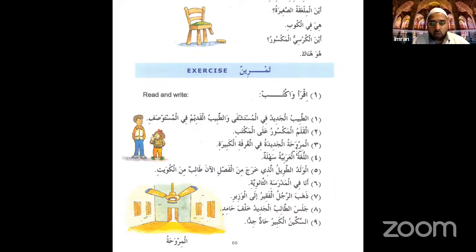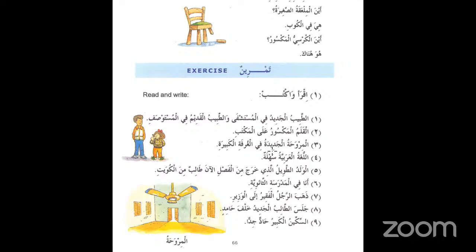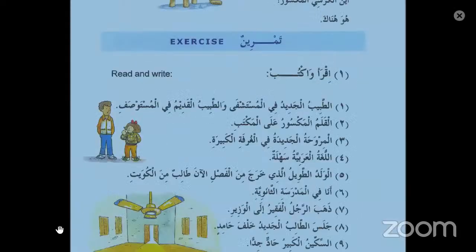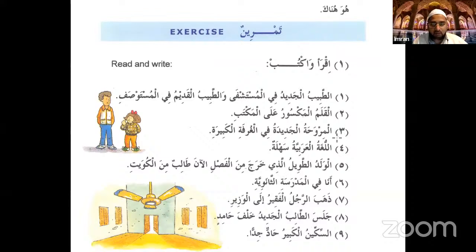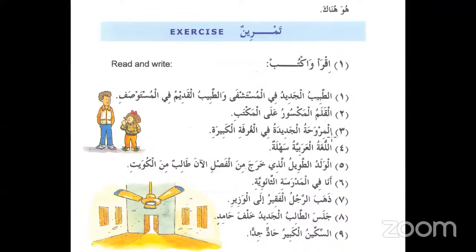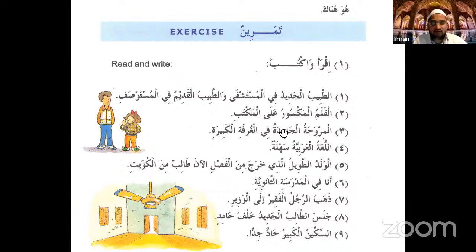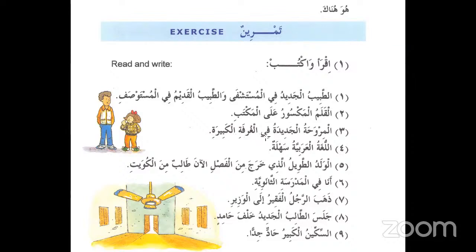Now, next one, al-mirwahatu al-jadidatu fil ghurfati. Here, why is it coming al-jadidatu? Because al-mirwahatu is feminine and al-jadidatu is the adjective. Correct. That's right, and it's the mubtada. So this is interesting: fil ghurfatil kabirati. All of this here is the mubtada, and the khabar is fil ghurfatil kabirati.